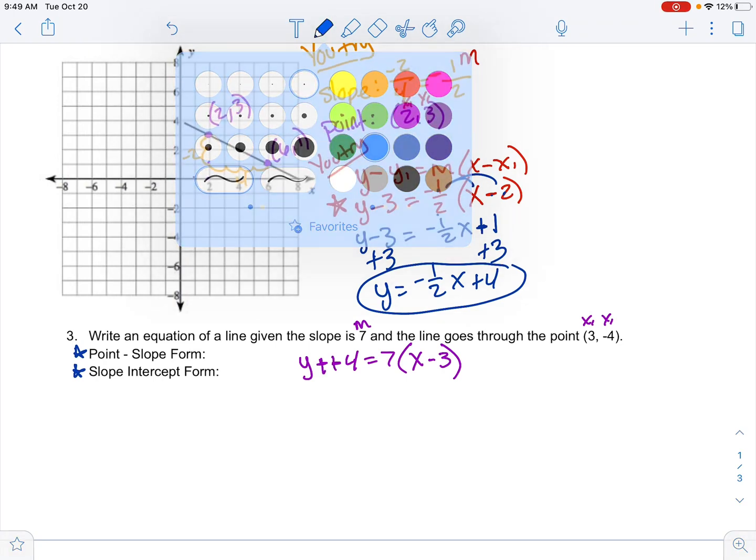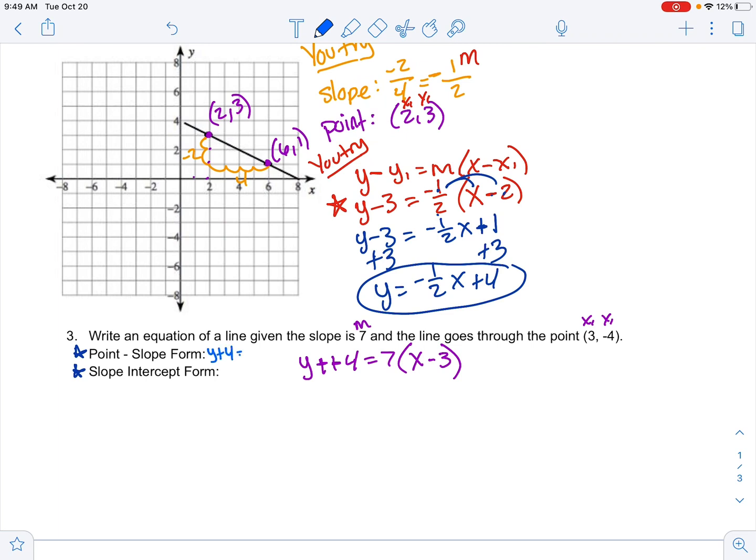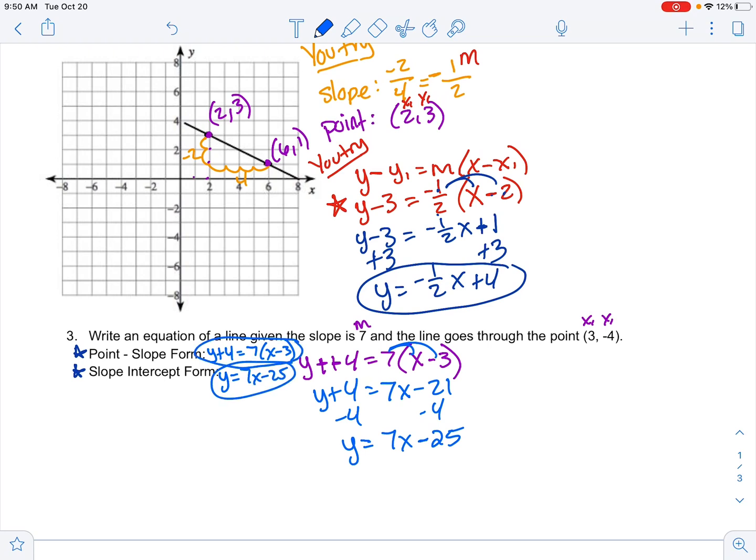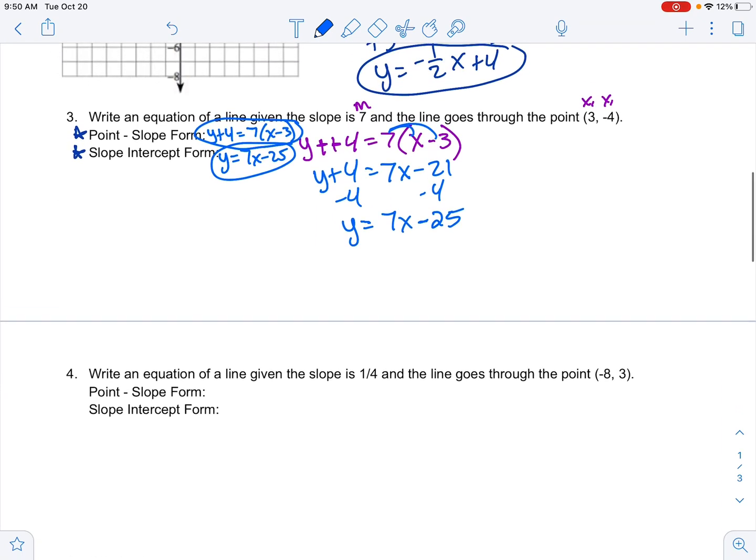So my point slope form we just found, I can bam bam this guy. So my point slope form is y plus 4 equals 7 times x minus 3. Then we can find our slope intercept form by solving down. I'm going to distribute my 7. So we have 7x minus 7 times 3 would be 21. Then I'm going to subtract 4 from each side. Watch those negatives. So we get 7x minus 25. So there's your point slope form, and there's your slope intercept form. Okay, so both answers. Let's try the next one.